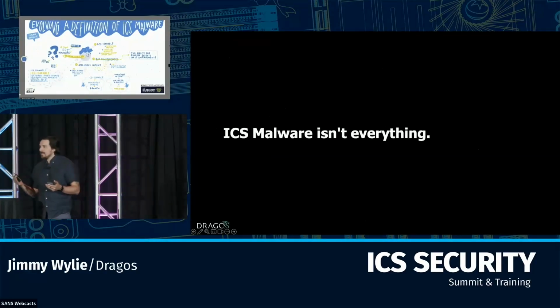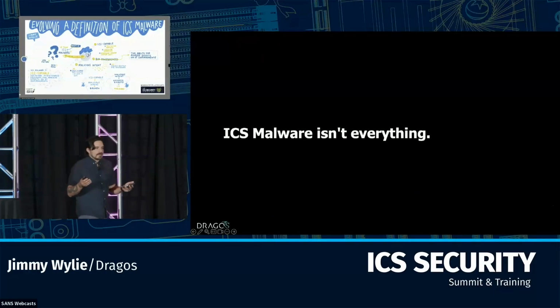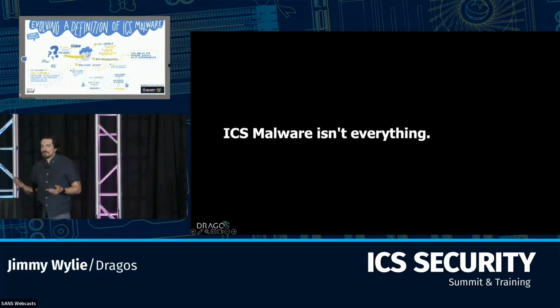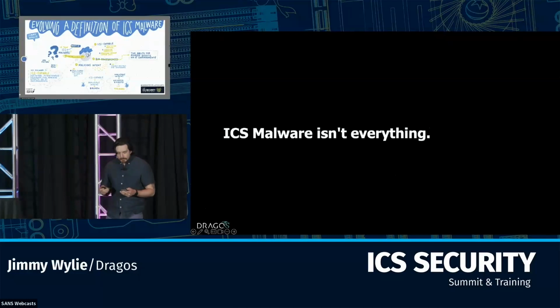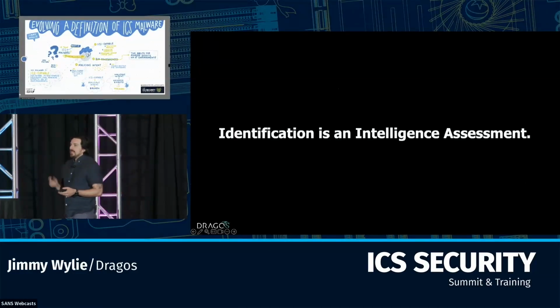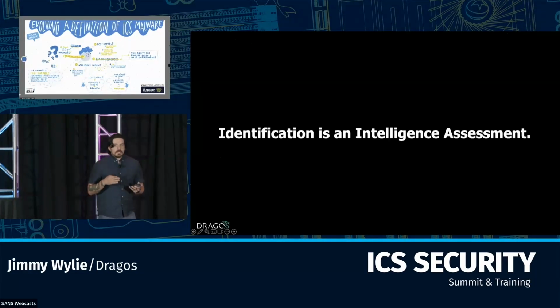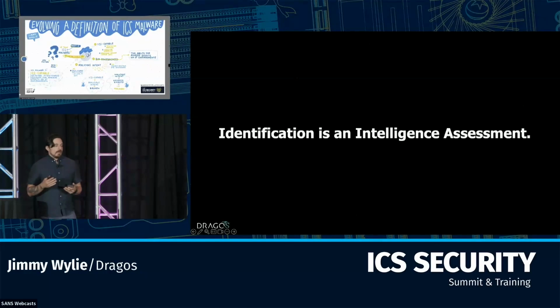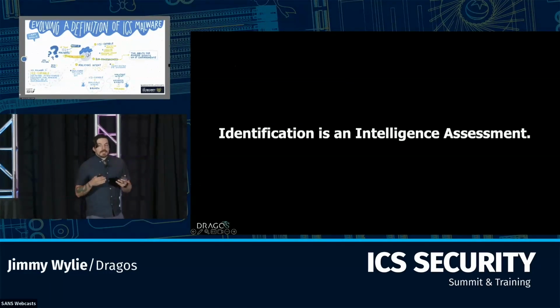There's 9 pieces of ICS malware over the course of 14 years, and there's 1 billion+ pieces of other kinds of malware over the course of 40 years. Let's not act like this is the only thing we need to be thinking about. And identification of ICS malware is an intelligence assessment. Now, we don't typically talk about malware analysis this way. I think in the ICS community, we talk about it more than maybe even in the IT community. But it is an intel assessment.